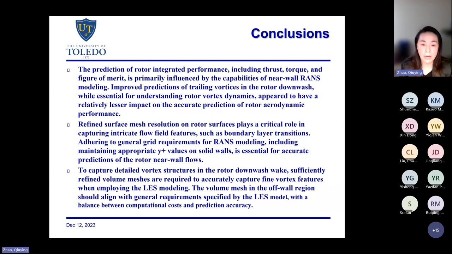Number two, refined surface mesh resolution on rotor surfaces plays an important role in capturing the complicated flow field features, such as transition and separation. And number three, to capture the detailed vortex structures in the downwash region, we have to have sufficiently refined volume meshes. That's the key, to allow the LES model to work well in predicting the details of those downwash structures.